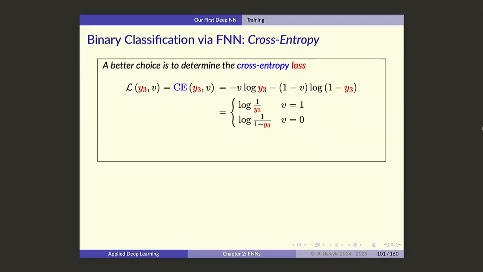Just replace v equal to 1. Then this term is going to disappear. It's going to be minus log of y3, which is exactly the first term, log 1 over y3. You just set v to be 0. The first term is going to be 0. The second term is going to be minus log of 1 minus y3, which is the second term in the condition. When you compute cross-entropy, it's always minus log of the probability of your class, or log of 1 over the probability of your class.